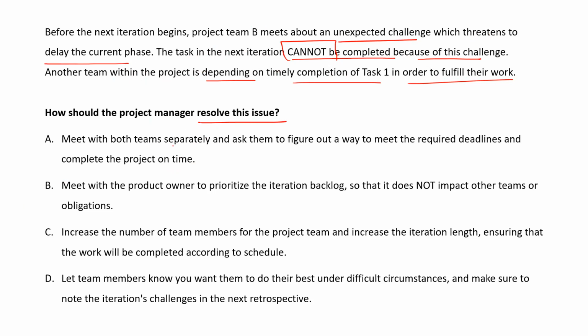Meet with both teams separately and ask them to figure out a way to meet the required deadlines and complete the project on time. Meet with the product owner to prioritize the iteration backlog so that it does not impact other teams or obligations. Increase the number of the team and the iteration length. Let team members know you want them to do their best under difficult circumstances, and make sure to note the iteration challenges in the next retrospective.